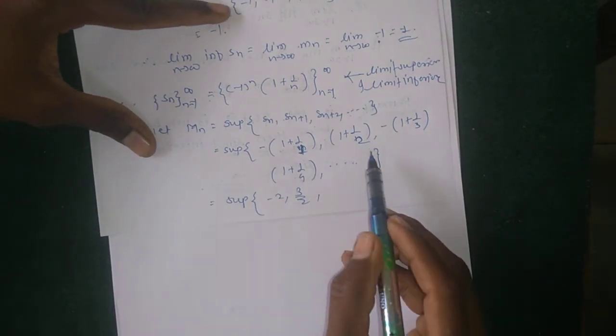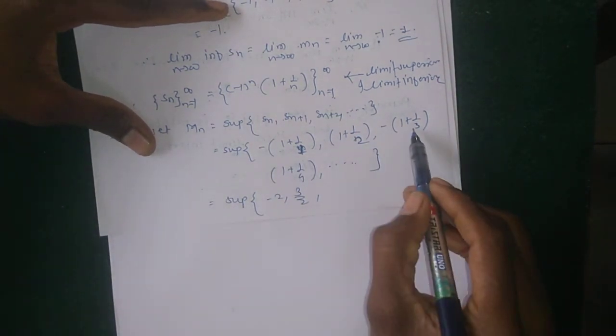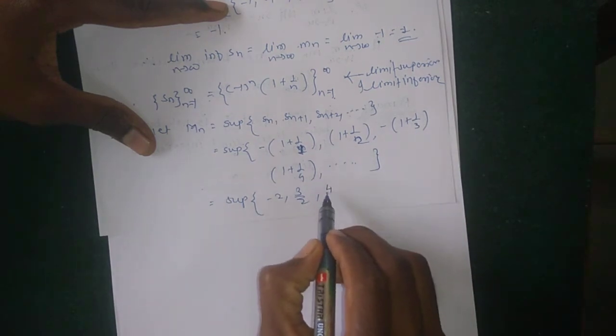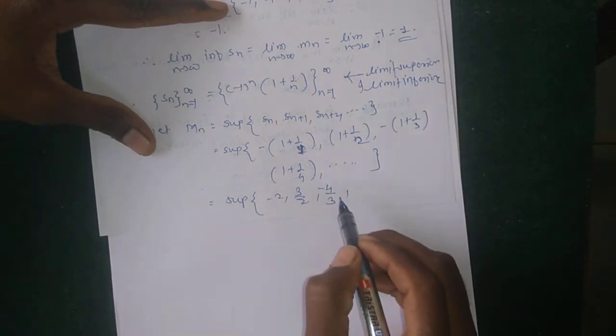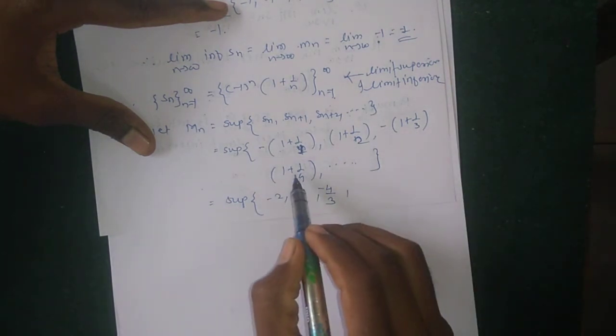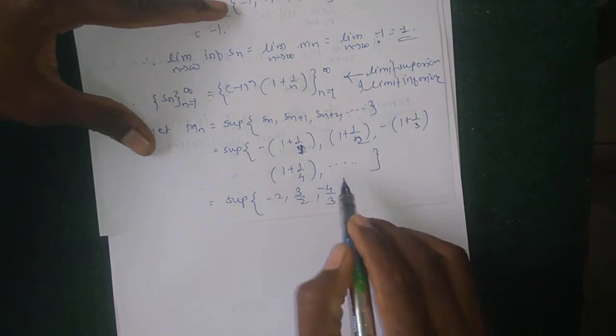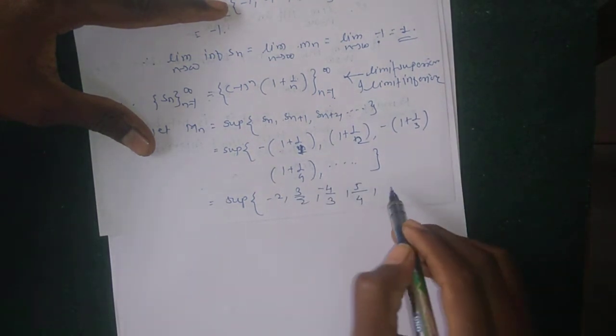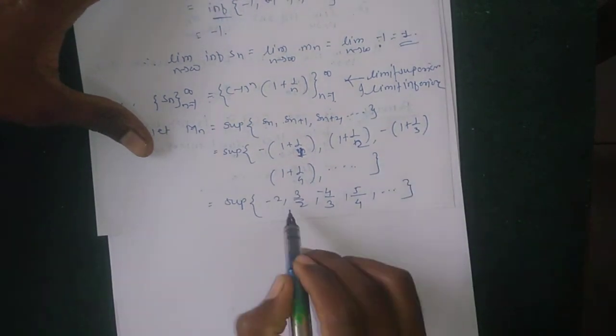This is 3 by 2. Then their value is 4 by 3, minus 4 by 3. Okay, then next value is here 1 plus 1 by 4, which means 5 by 4. Then and up to so on. In this way we get the values.